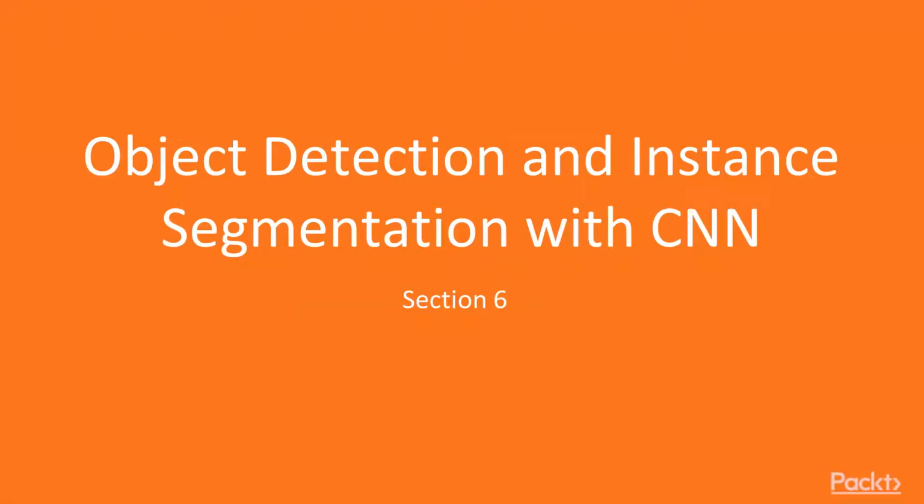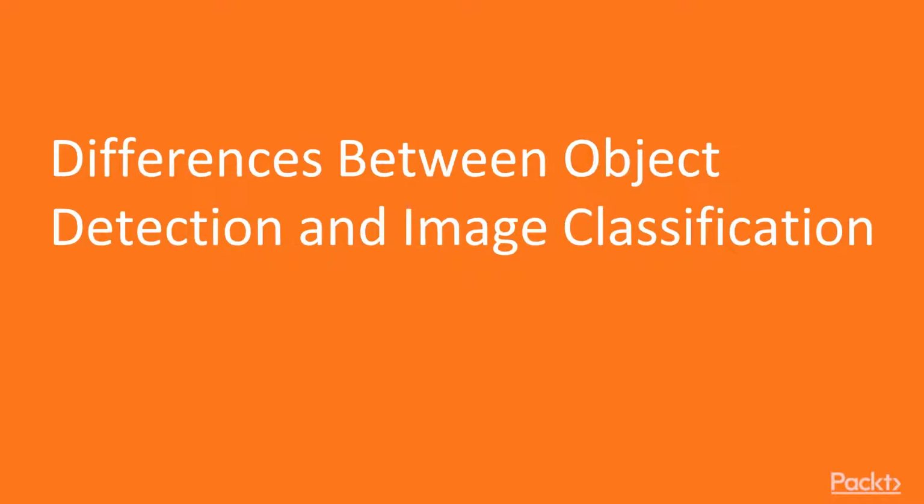Hello everyone. Welcome to the first section of the course, Object Detection and Instance Segmentation with CNN. Classification classifies the whole image into one of the classes with respect to the entity having the maximum probability of detection in the image. Now we will move on to the first video of this section that deals with differences between object detection and image classification.